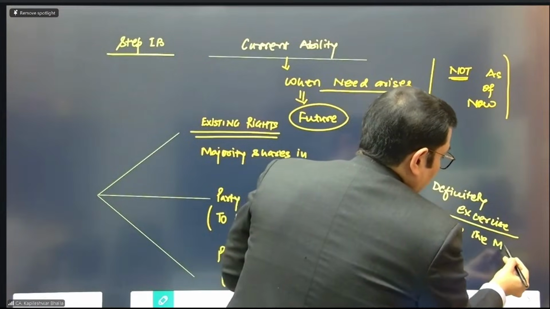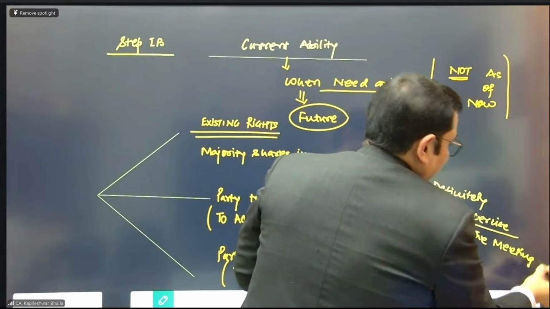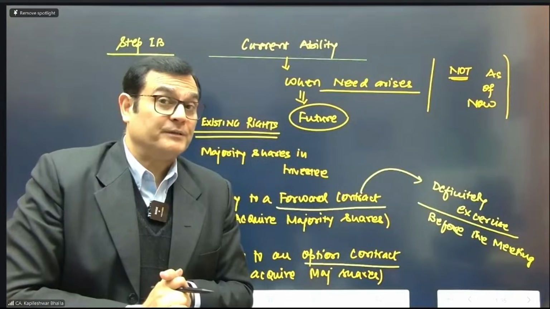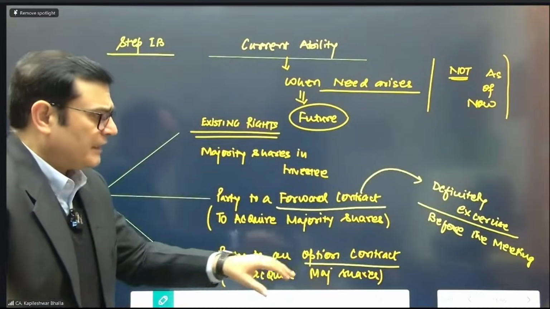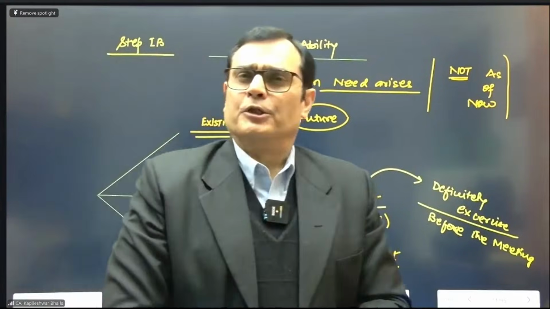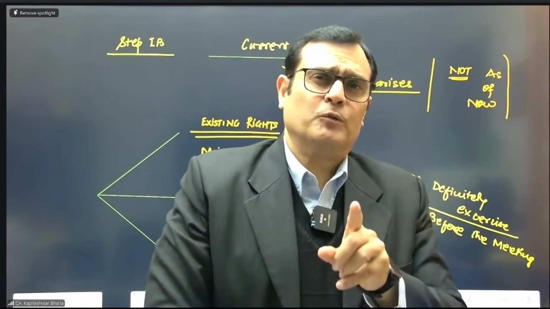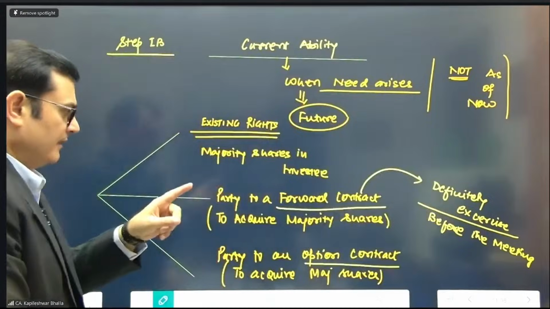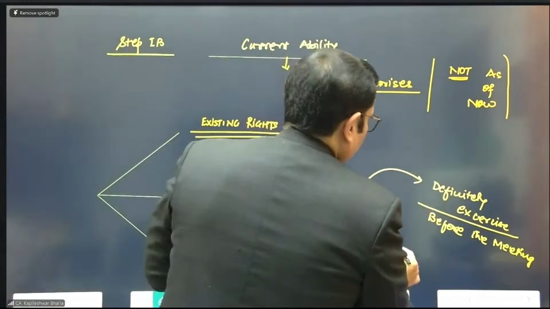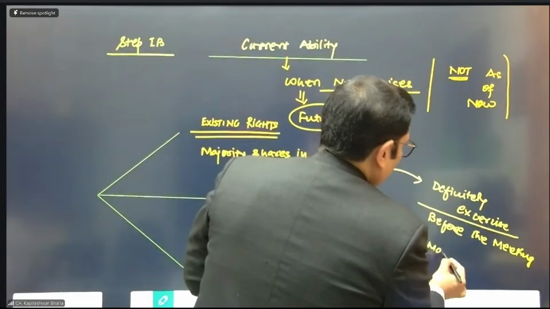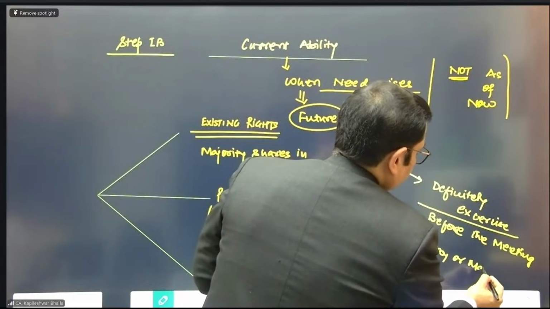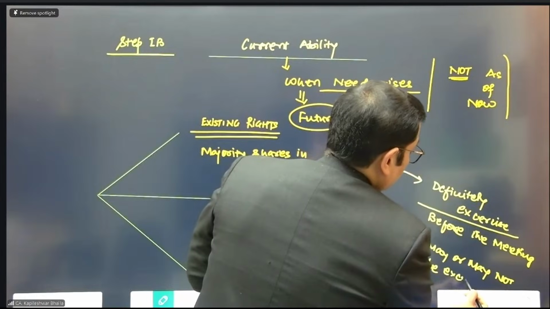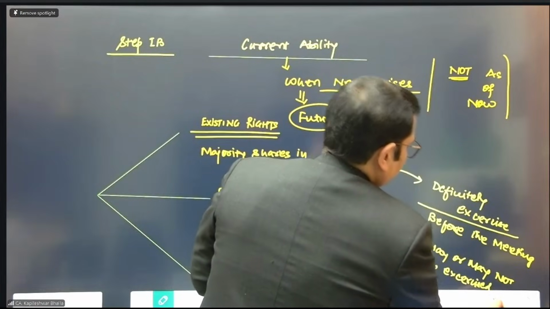The day when the meeting will occur, your forward contract should get settled before the date of meeting. Otherwise, you will not get the power. Next, in case of an option contract, do you think you will definitely exercise or you may or may not exercise? May or may not. That's right. In terms of an option contract, it may or may not be exercised, because you may choose not to exercise.